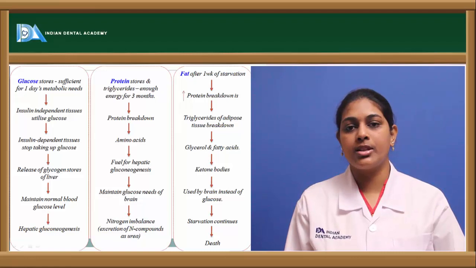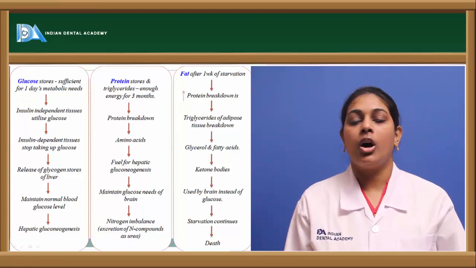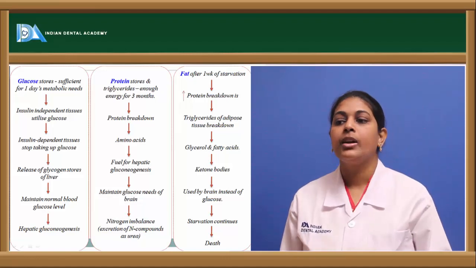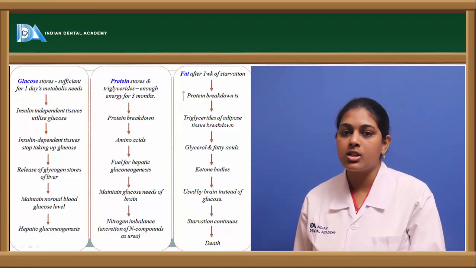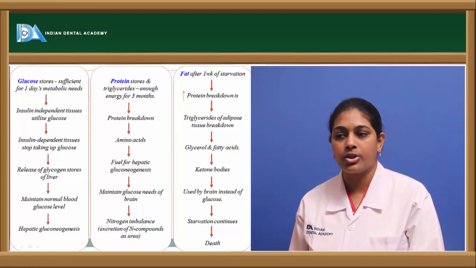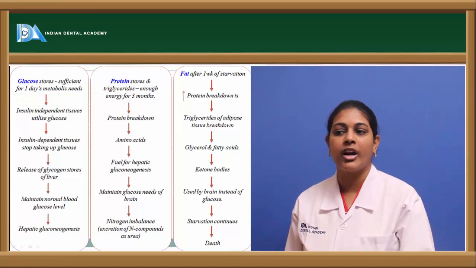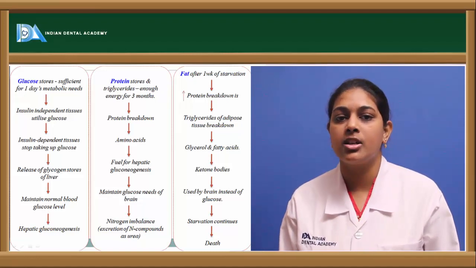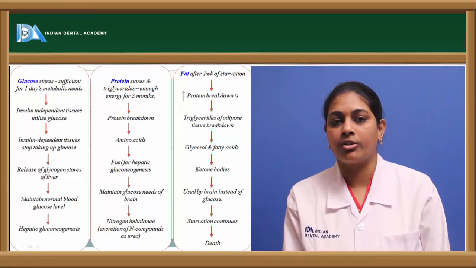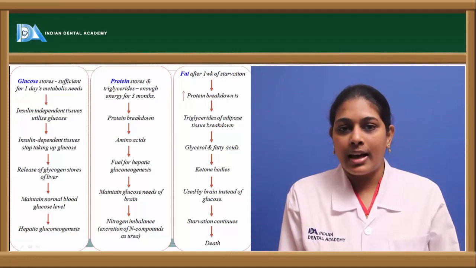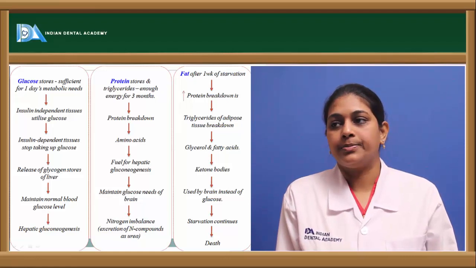Hepatic gluconeogenesis compensates for the loss or the inadequate intake of glucose in the body, and once this glucose is utilized by the brain, it results in nitrogen imbalance because of the excretion of nitrogen compounds in the form of urea. So this is what happens when the patient is starved or fasting for 3 months or improperly taking diet for 3 months. Next come the metabolic changes in the fat.